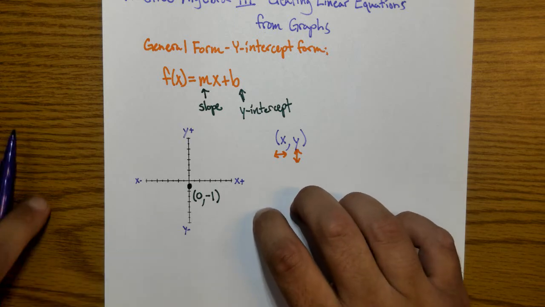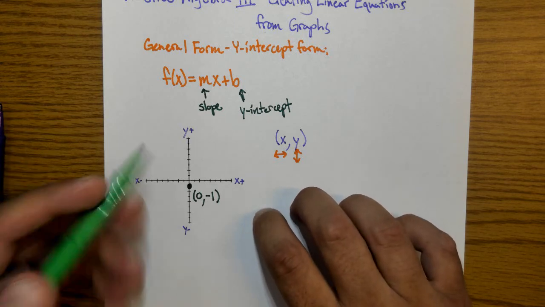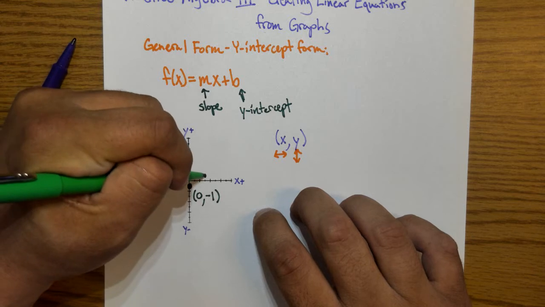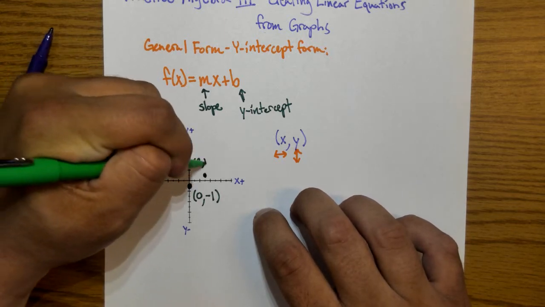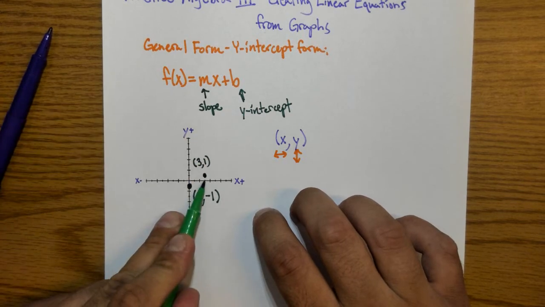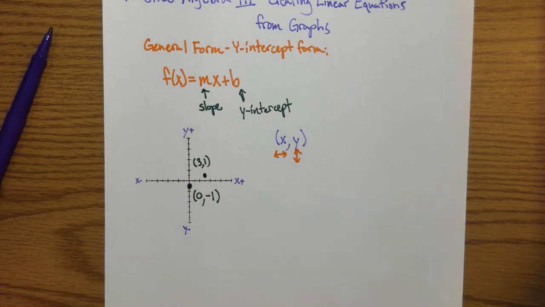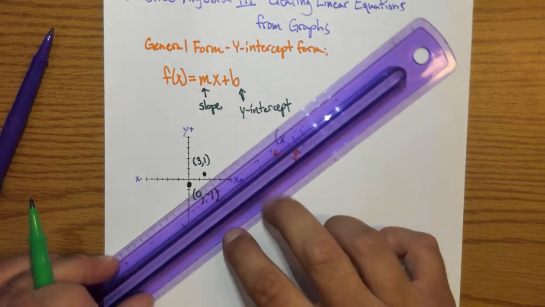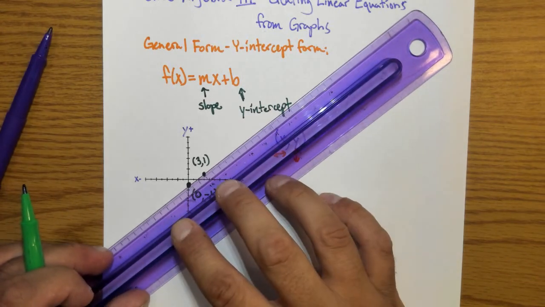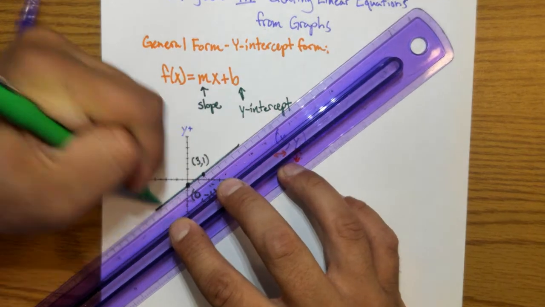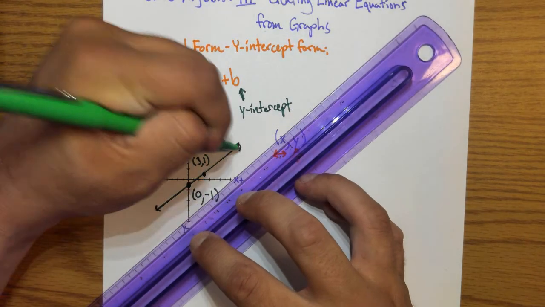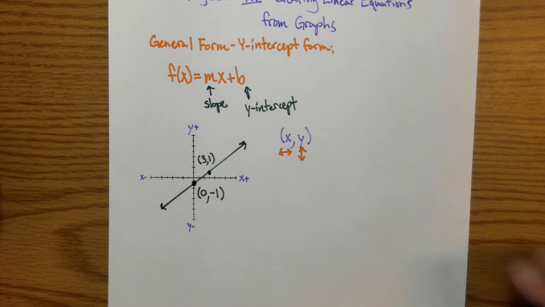And then also, say I have another point right over here, and I'm going to call this point 3, 1, because we went 3 to the right and 1 up. Now I'm going to create a line from this. All I need to create a line is 2 points. And I want to now create an equation from this graph.